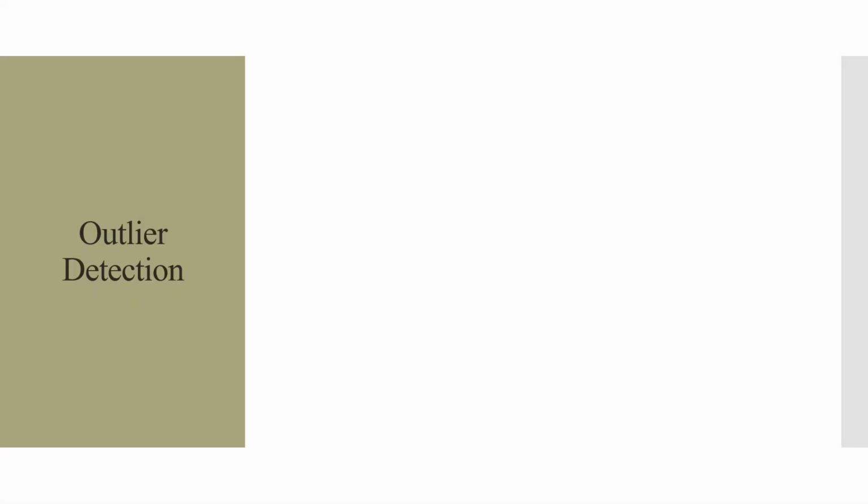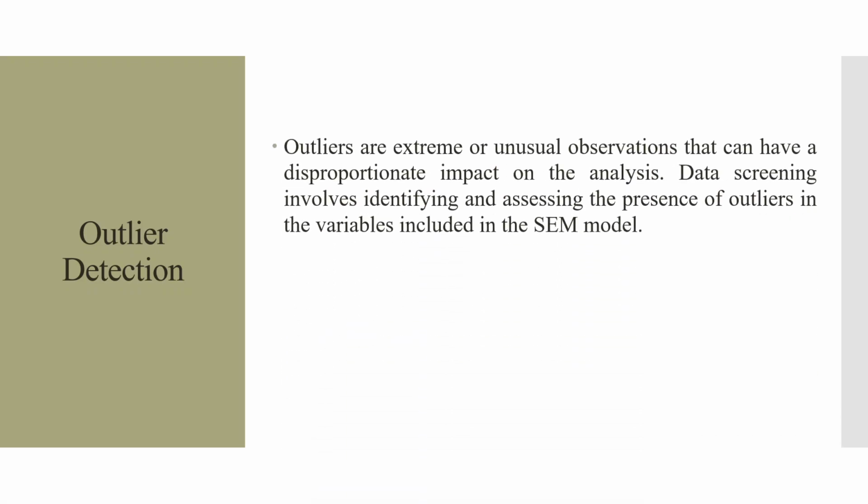The next thing which we have to assess in the data is outlier detection. Outliers are extreme, unusual observations that can have a disproportionate impact on the analysis. Data screening involves identifying and assessing the presence of outliers in the variables included in the SEM model.